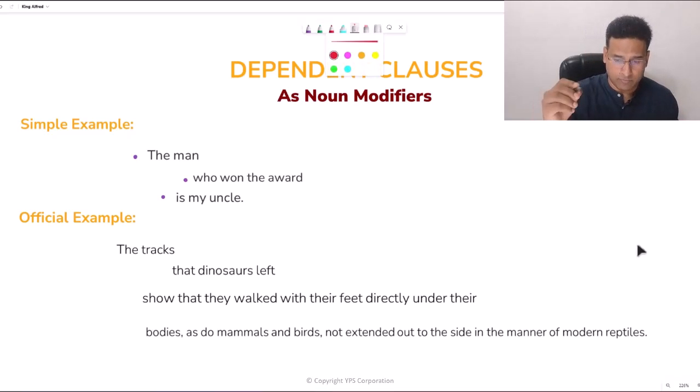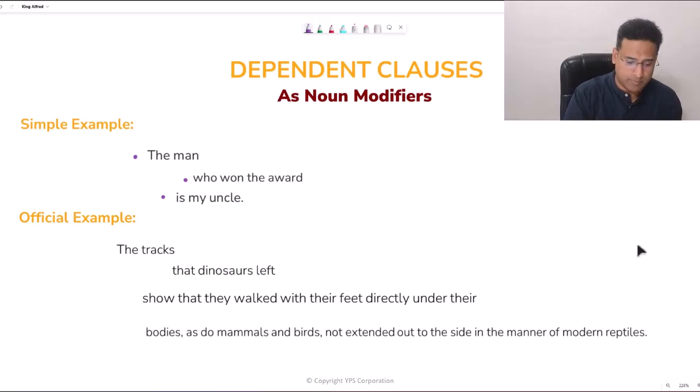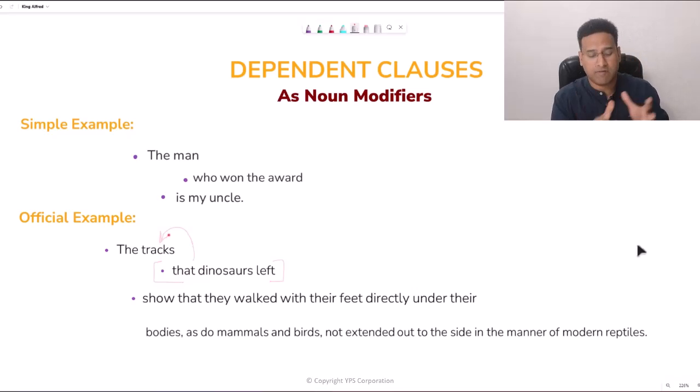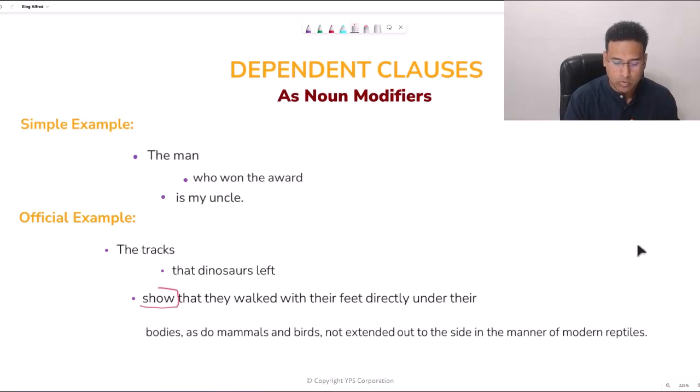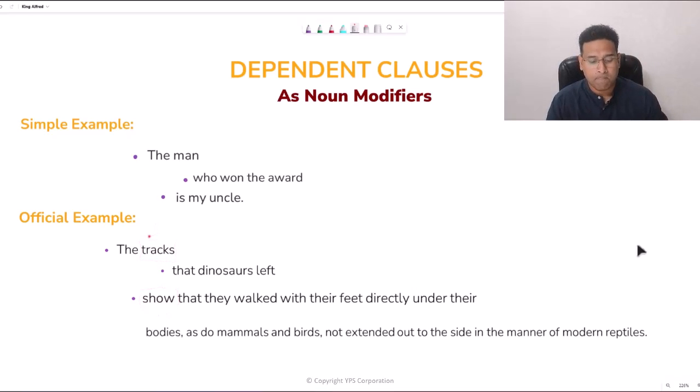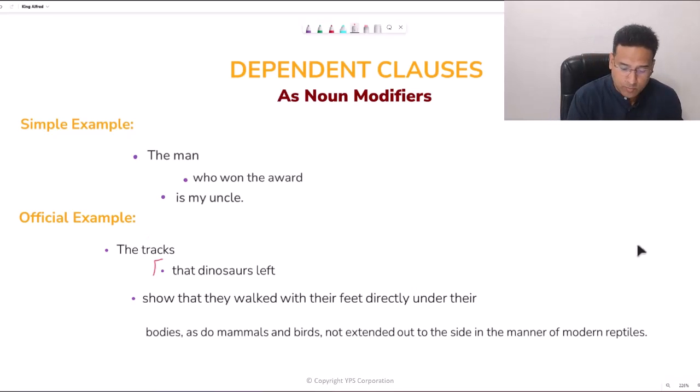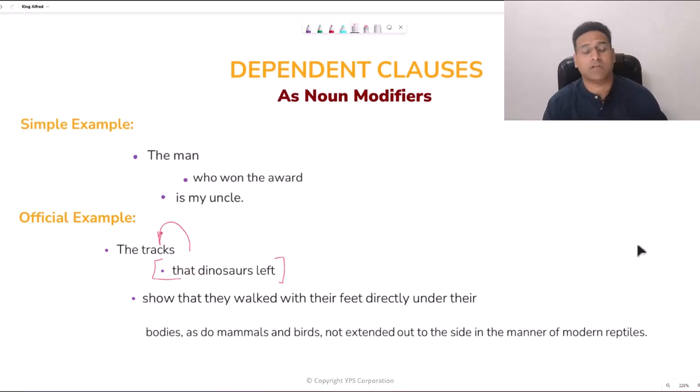And let me highlight that for you over here. Before that, let me just add the bullet points. Right? So we have this, we have here, and we have one here. Okay, the tracks. Which tracks? That dinosaurs left. So we have this group of words modifying particular tracks. Interesting. And then we have show, which is the verb of the subject tracks. Do you see that? But this group of words here behaves as a modifier of the noun tracks.